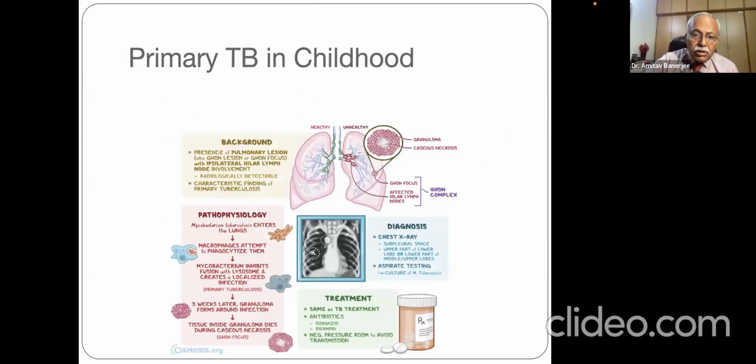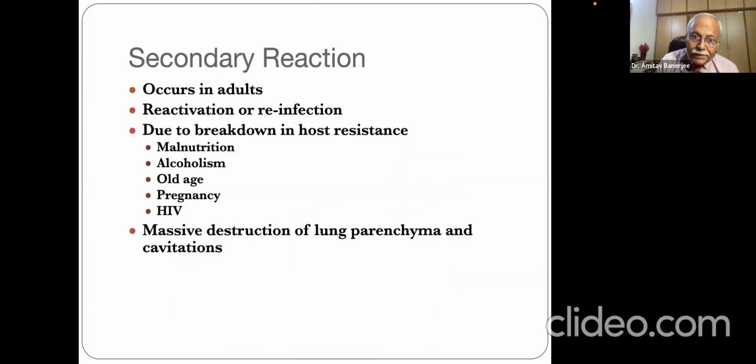So these are the primary lesions in the lungs, and then it heals. I'm not going into detail. I think the chart is also not very clear. Pathophysiology: it heals, and the foci may remain in the body. Childhood tuberculosis is the hilar lymph nodes plus a peripheral lesion which calcifies. This whole complex is known as the primary complex: the hilar lymph node enlargement and a calcified peripheral subpleural healed scar. And the secondary reaction occurs in adults.